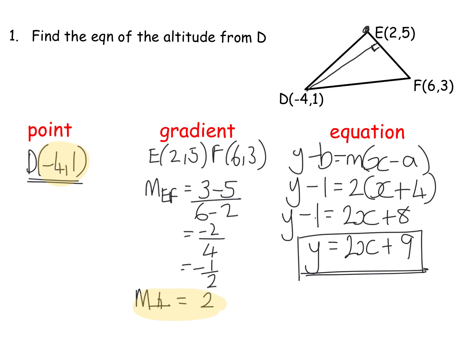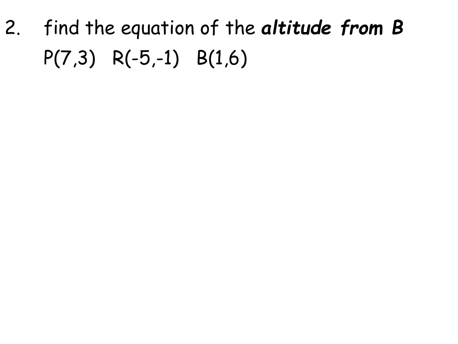Now let's do another one. On this one, the triangle is not given to me, so I do a little sketch. It doesn't matter what your triangle looks like. It doesn't matter where you put your letters. P, R, B. We want the altitude from B. So we draw a line coming from B until it meets the other side at a right angle. And that just helps us realise what line we have to find the gradient of first of all.